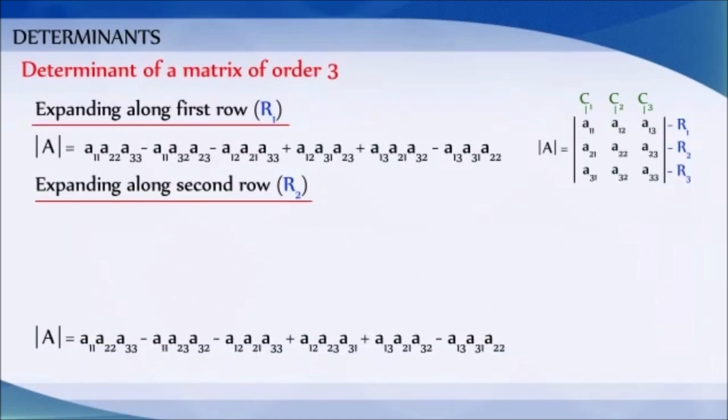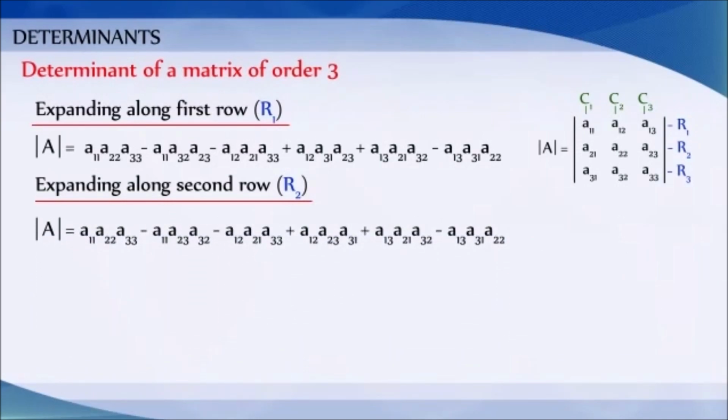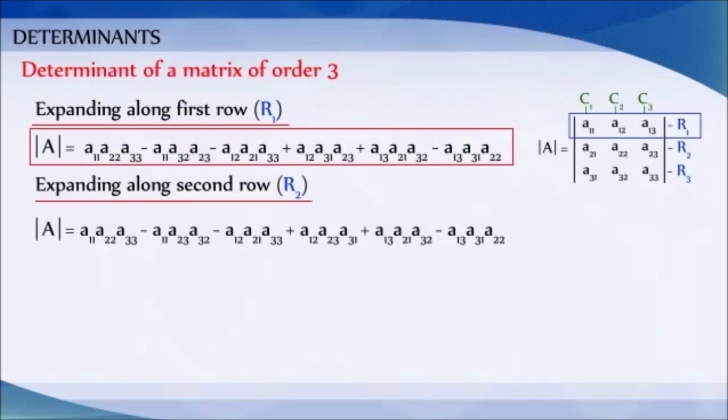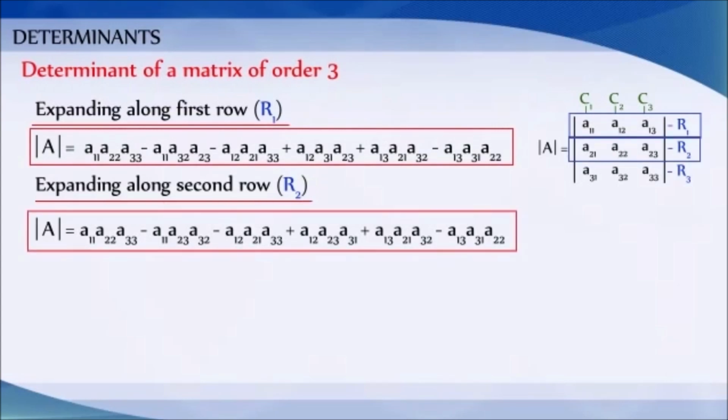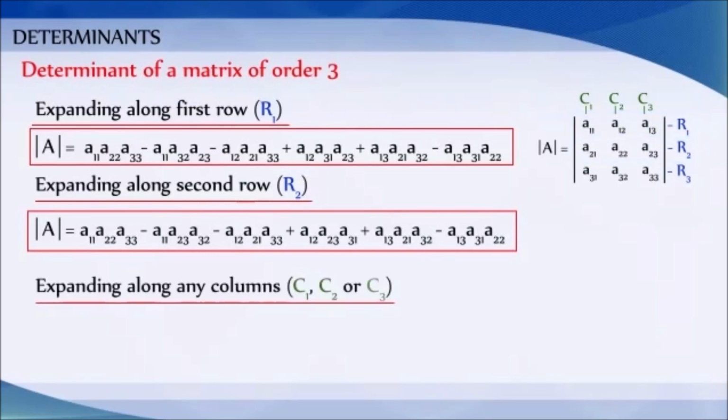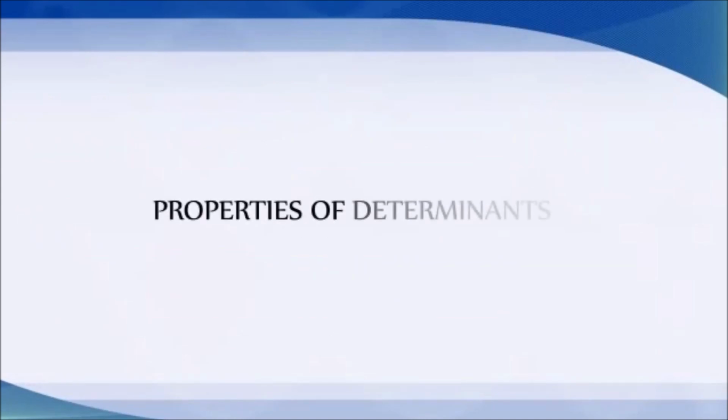We observe that the value of the determinant obtained by expanding along the row R1 and along the row R2 are equal. Similarly, when we evaluate the value of this determinant by expanding along any of the columns C1, C2 or C3 also, we get the same value of det A.